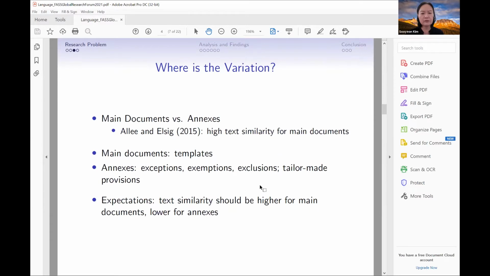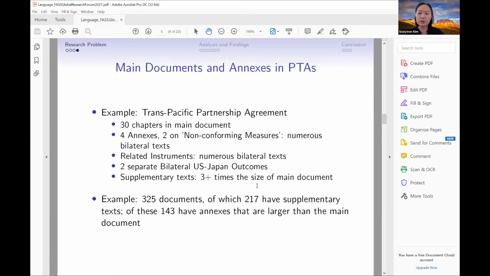So an example of this: the Trans-Pacific Partnership Agreement, which became the CPTPP, actually had 30 main chapters, but it had 4 annexes, 2 on non-conforming measures, and numerous bilateral texts, which were negotiated amongst the 12 or 13 countries. There was a separate US-Japan outcome, 2 different ones, and supplementary texts that were 3 times the size of the main document. Looking further at an earlier sample of 312 documents, we found that 217 had supplementary text, and of them, more than half had annexes that were far larger, in number of pages and words, than the main document.